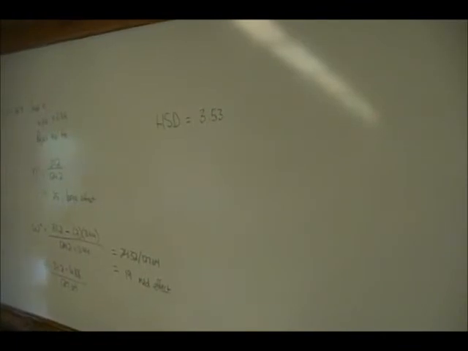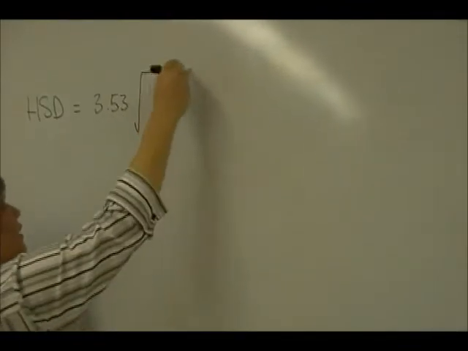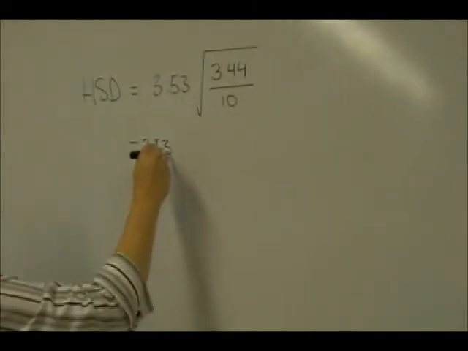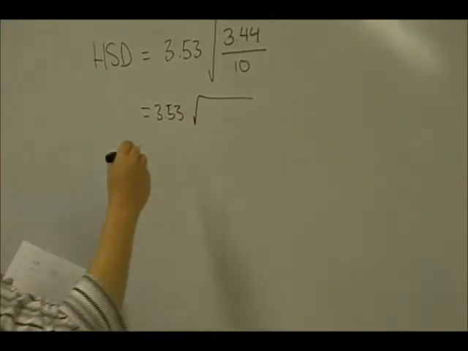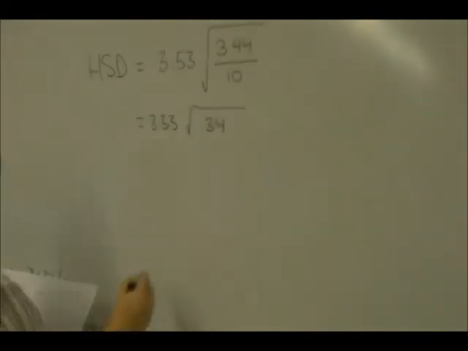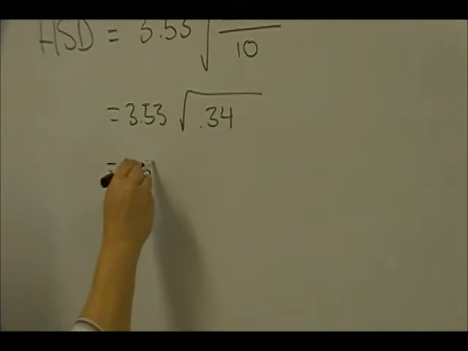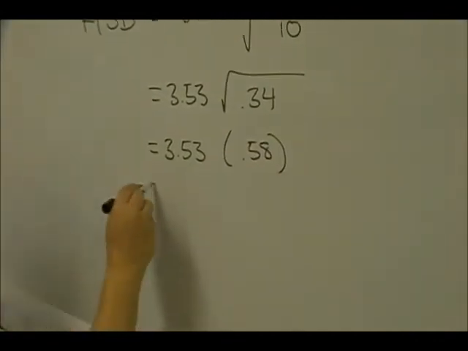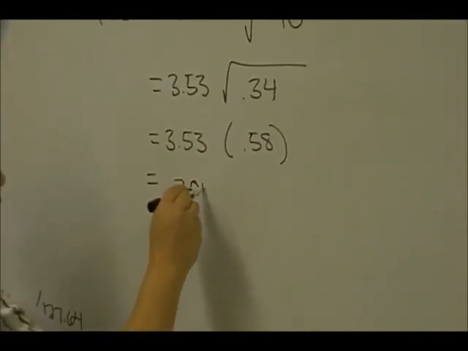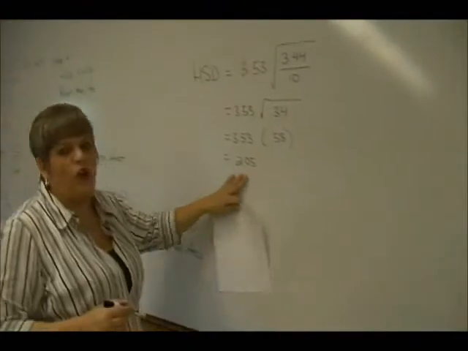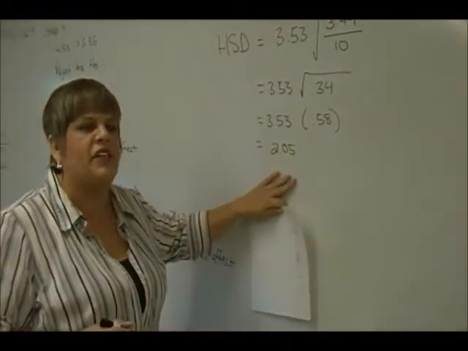And that is multiplied by the square root of the mean square within, which is 3.44, divided by small n, which in this case is 10. So we have 3.53 multiplied by the square root of 0.34, which gives us 3.53 times 0.58, which is 2.05, okay? So basically that's saying the difference between these means has to be at least 2.05 in order for us to consider those two groups significantly different.